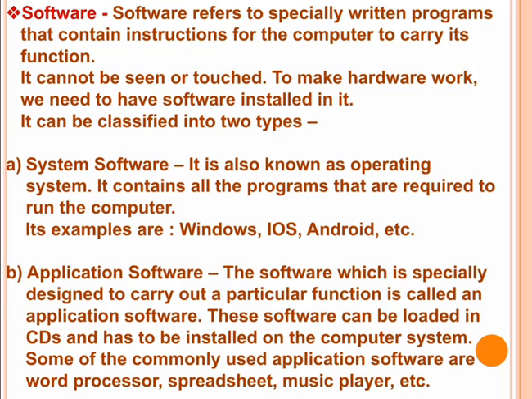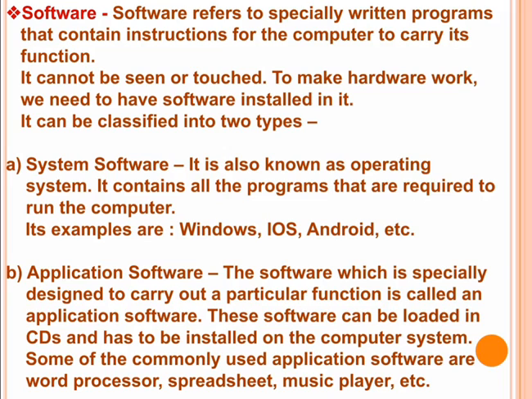Now let's know about system software. It is also known as operating system. Okay, we also call it operating system. It contains all the programs that are required to run the computer. Its examples are Windows, iOS, Android, etc.